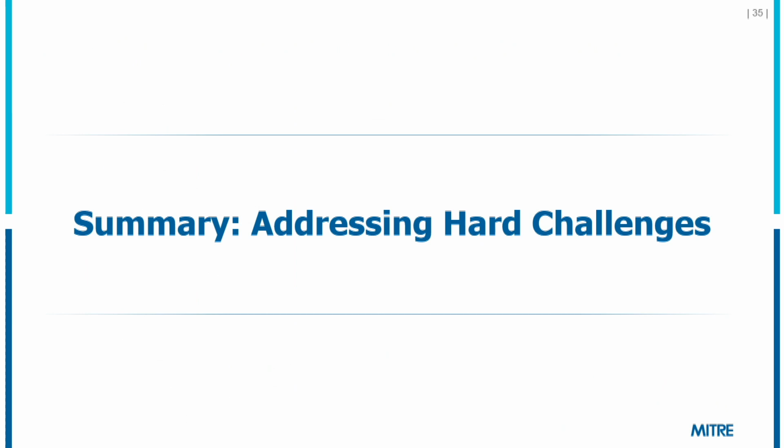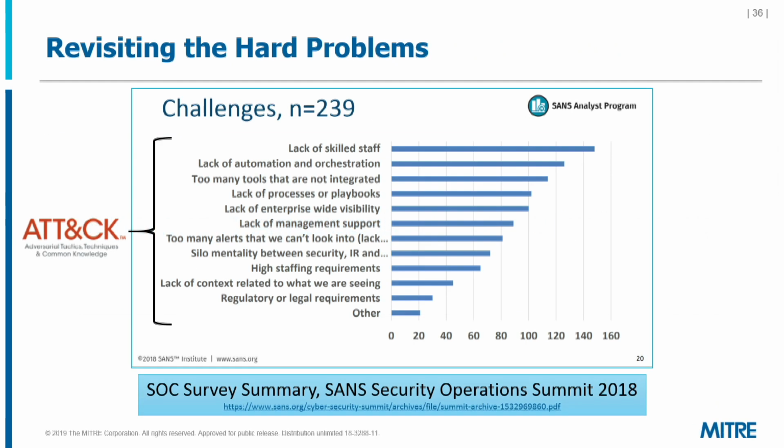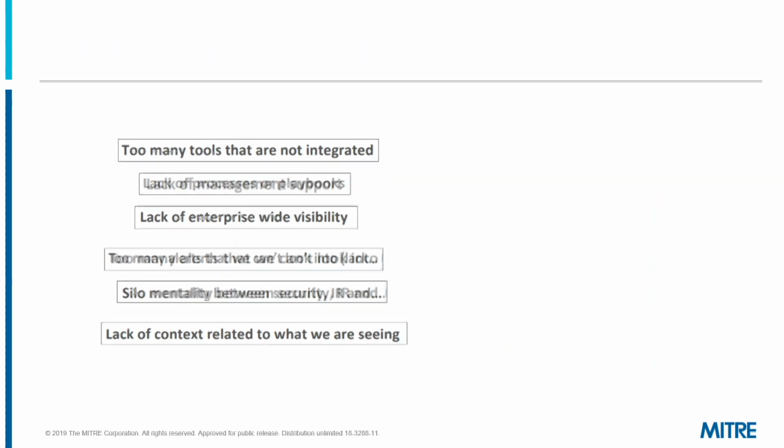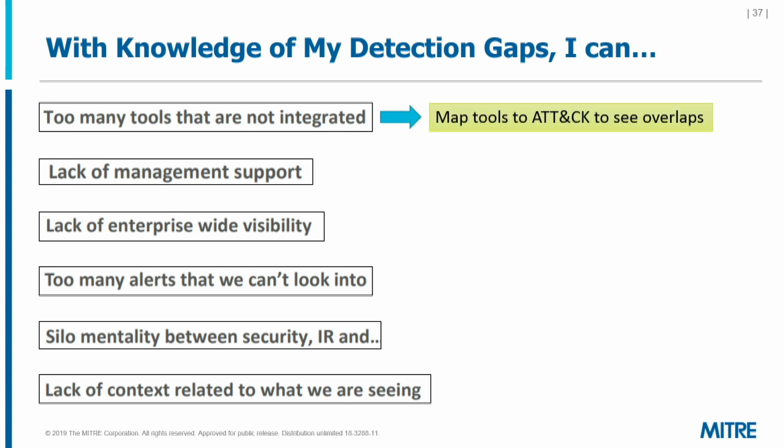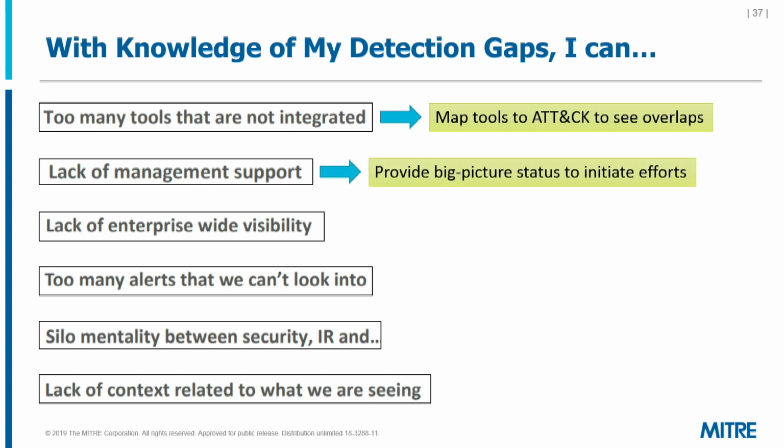So I want to jump back to the hard problem slide that I set up here. I blanket said that ATT&CK can help, and I wanted to maybe talk about some of the specifics looking back at this chart. For some of these, I think that having knowledge of your detection gaps can really help with some of the big challenges that SOCs are facing. First, if I'm able to map tools back to ATT&CK, I can see how my tools overlap and I can understand how to integrate them better.